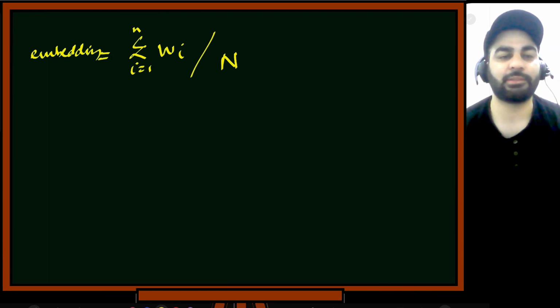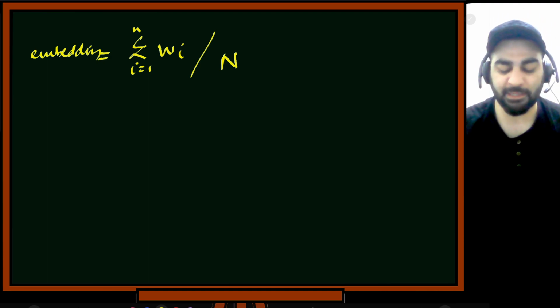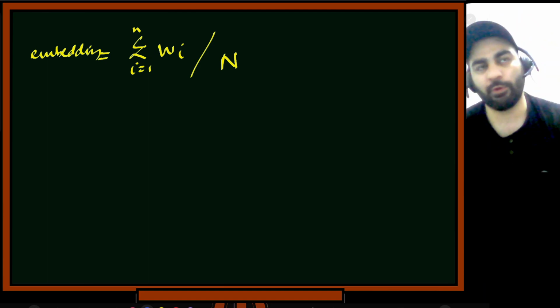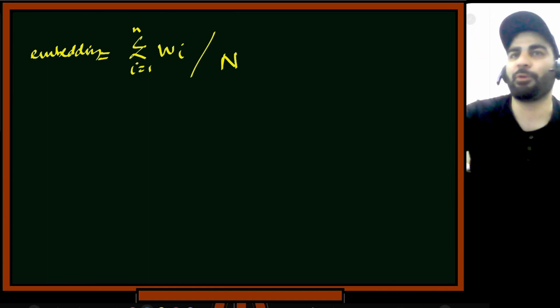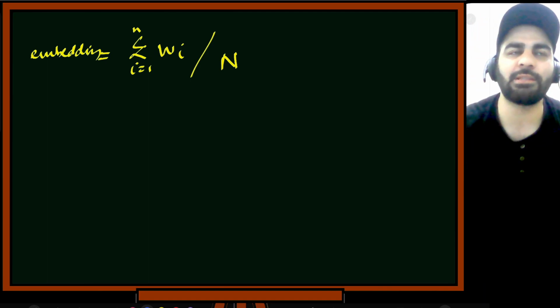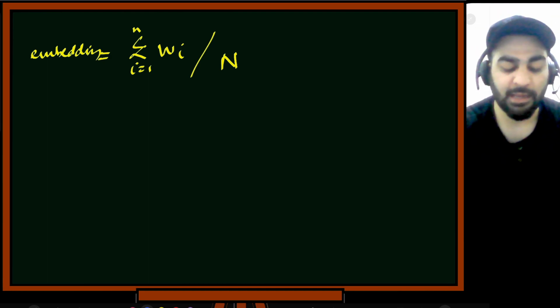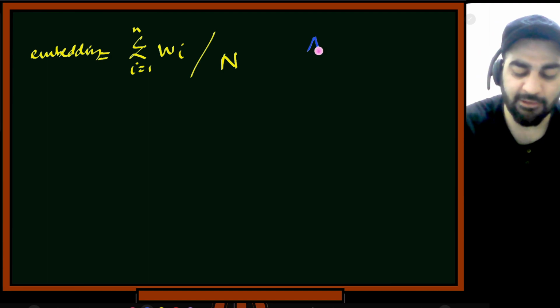Is it clear? Is this method clear? So what you will do is, each word has its embedding. So you will just keep on adding all the embeddings of all the words. Then you will divide it by the number. Basically, you will average out. Okay, this is one of the embeddings. This is called average Word2Vec.